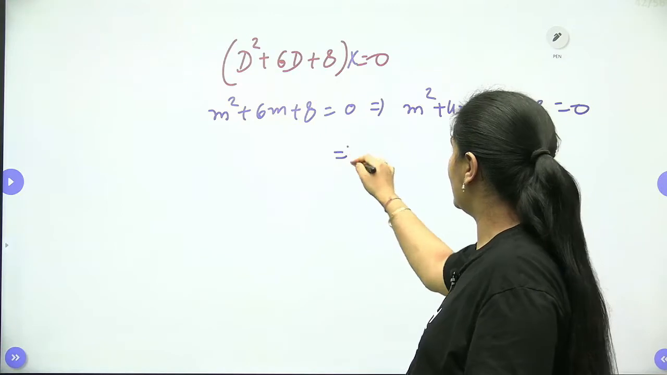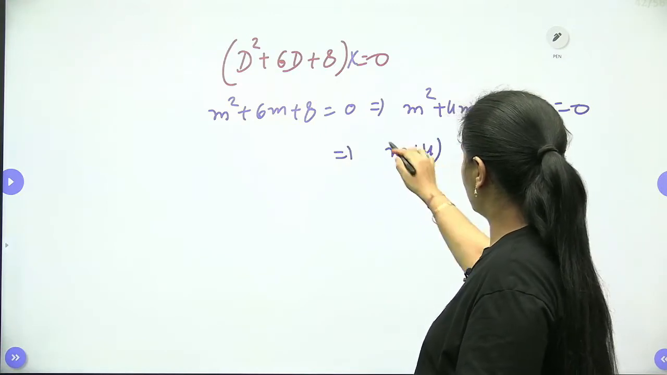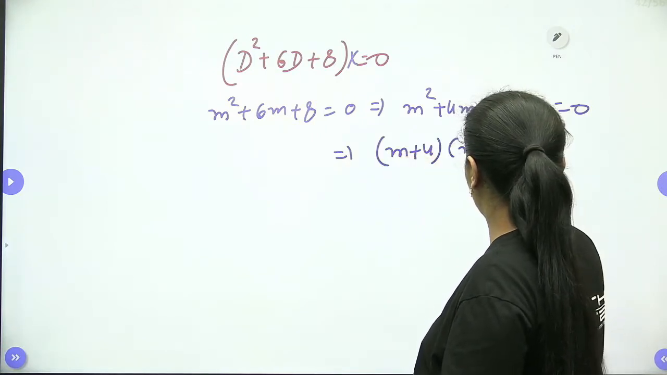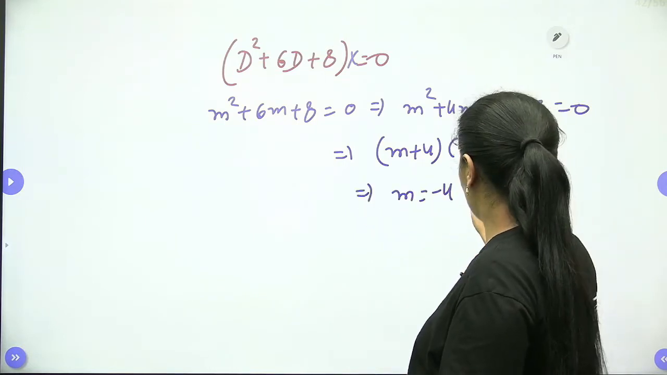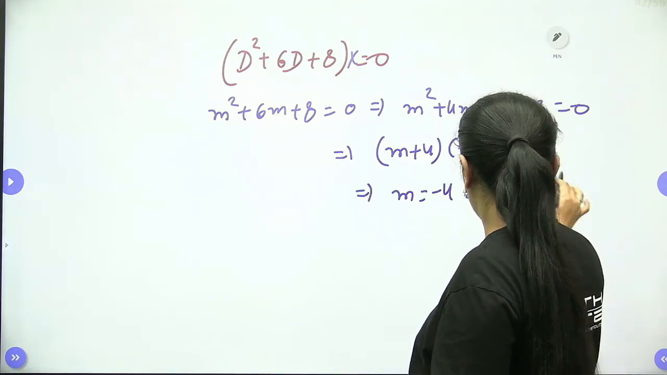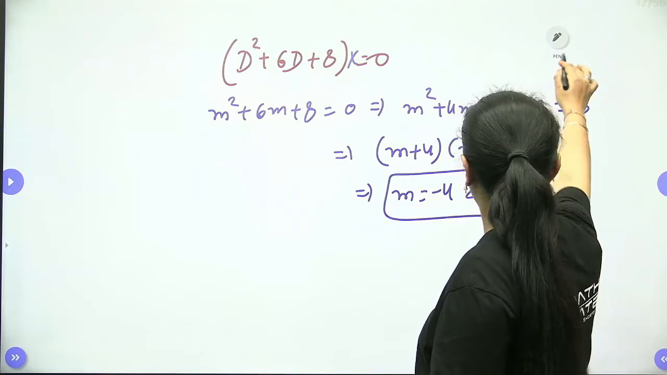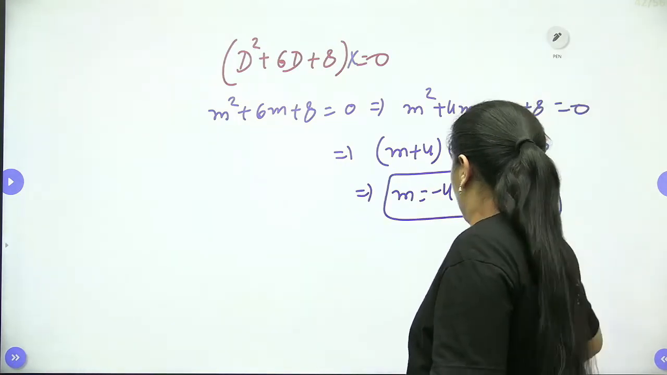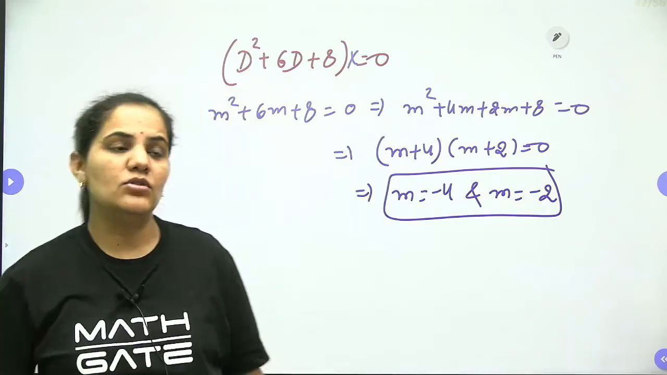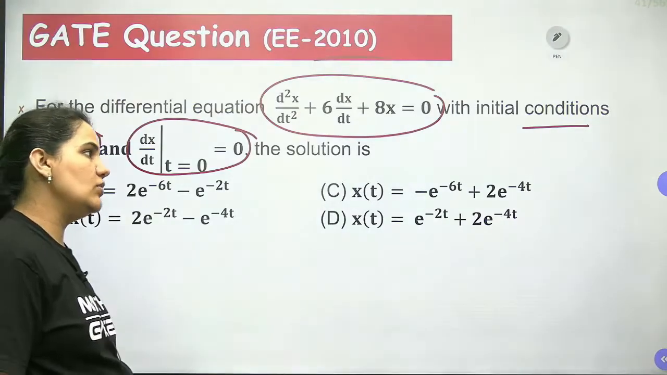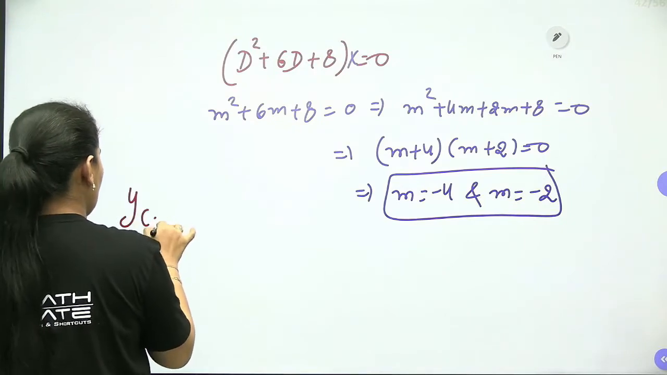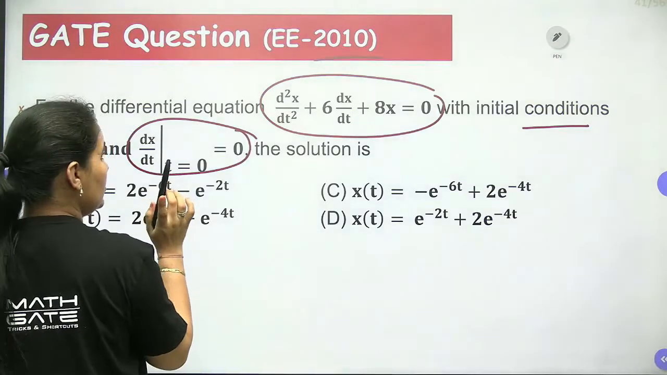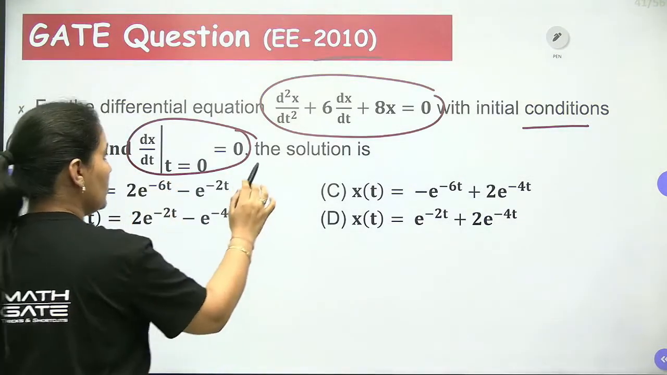I think you can easily approach. It will be (m plus 4)(m plus 2), dear students. When we find the roots, m equals minus 4 and m equals minus 2. Okay. So we are having roots as m equals minus 4 and m equals minus 2. Yes, exactly. So let's find the CF. Exactly, the question is talking about the solution.